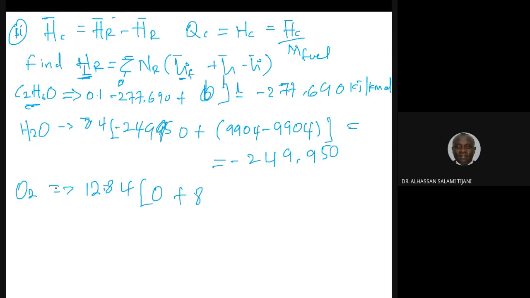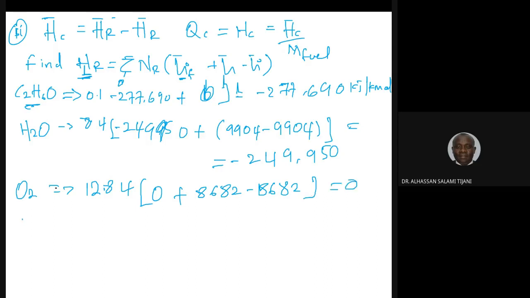That gives me 8682 minus, at its standard state, again the same 8682. So the whole thing becomes equal to 0. We have 8682 minus 8682, so this also equals 0.